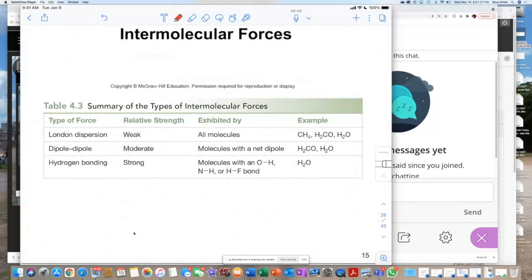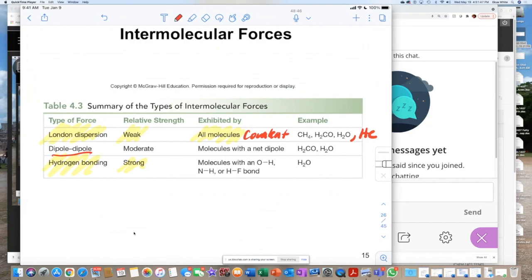Okay, so summary. London dispersion force is the weakest of all three. Hydrogen bonding is the strongest. All molecules here, remember, covalent, have London dispersion. This includes compounds and even elements like helium.